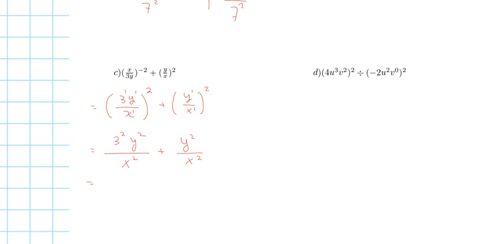That would still be simplified. You can simplify that a little bit more. So what can you simplify the first term as? What's 3 squared? 9y squared over x squared plus y squared over x squared. To add the numerators with the numerators, 9y squared plus y squared has to be 10y squared, over x squared.